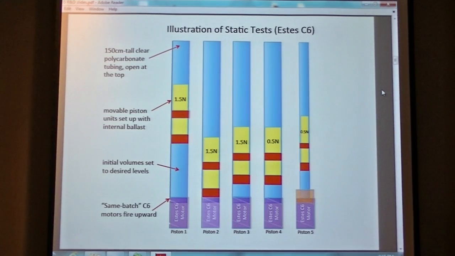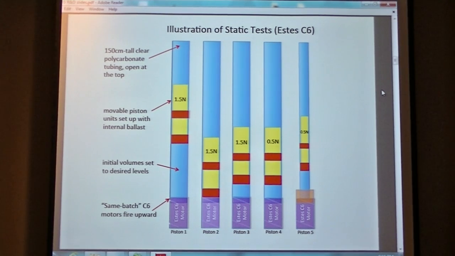So I want to start out now by showing you the static test that we did. It's a very simple type of static test, but it captures the essential forces at work in a piston launcher. These are 150 centimeter tall, clear polycarbonate tubes, open at the top. We chose 150 centimeters, but the length is arbitrary. I recommend long lengths. A movable piston unit is inside, can be set up with any internal ballast to any weight desired, and can be set at any initial volume.